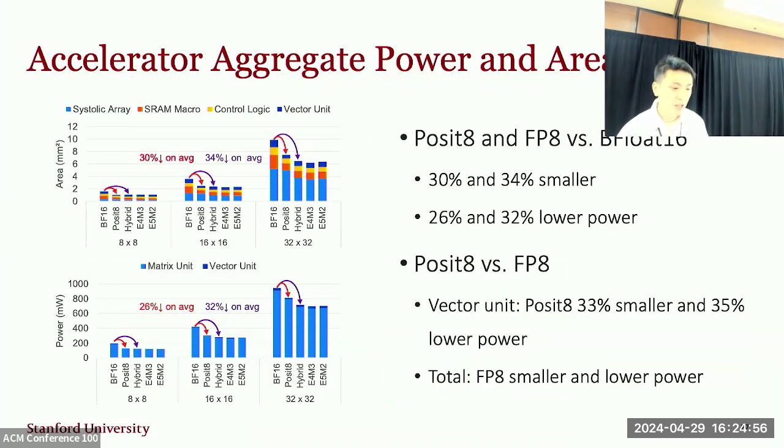And if we compare Posit8 with FP8, we found that Posit8 has a smaller vector unit because of the use of the Posit approximation. However, in terms of total accelerator, FP8 is still smaller because the MAC of FP8 is smaller, since FP8 has one less fraction bit.